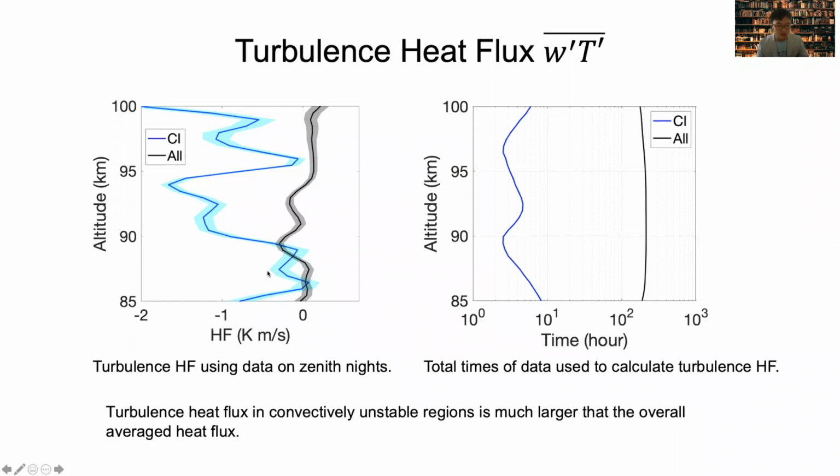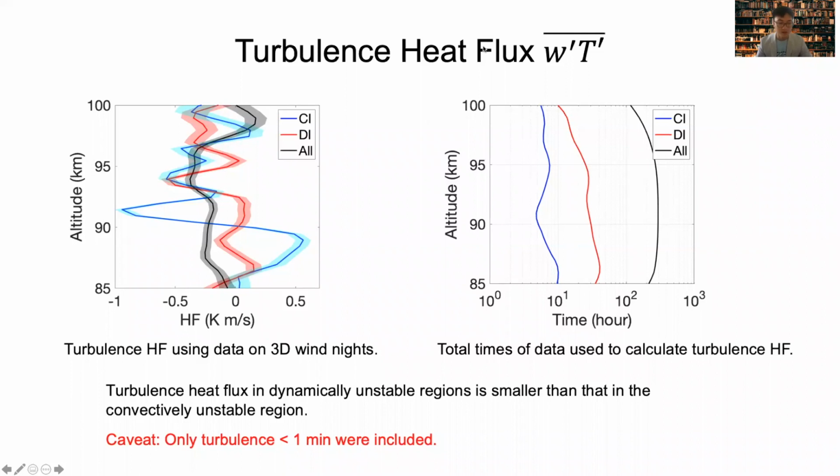The blue line here is the heat flux calculated from convectively unstable region, and it's marked as CI. The black line is the heat flux calculated from the total data, it's marked as all. The right plot is the total times of data used to calculate the turbulence heat flux. The time for zenith-only data observation is about 200 hours, and the unstable region for all altitude is less than 10 hours. Turbulence heat flux in convectively unstable regions is much larger than the overall average heat flux.